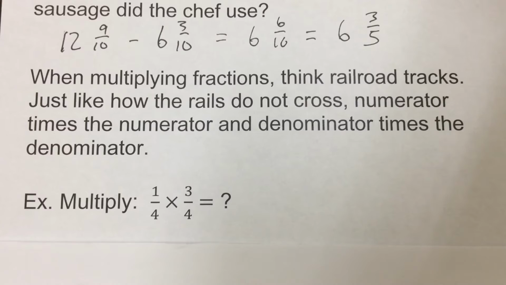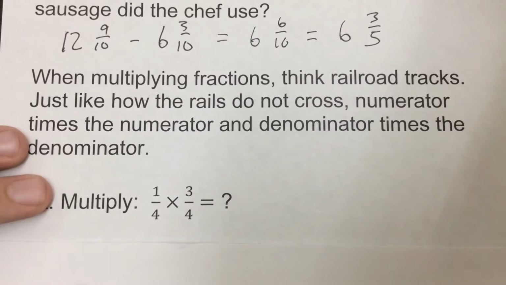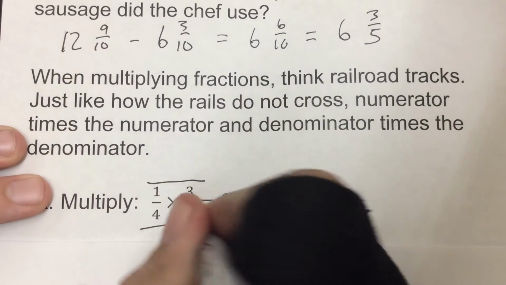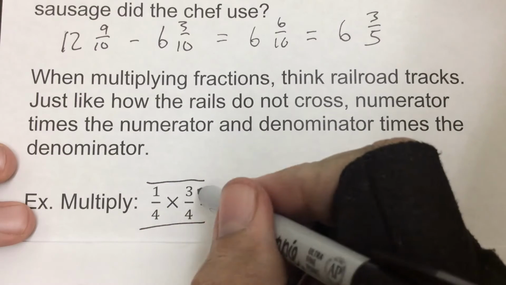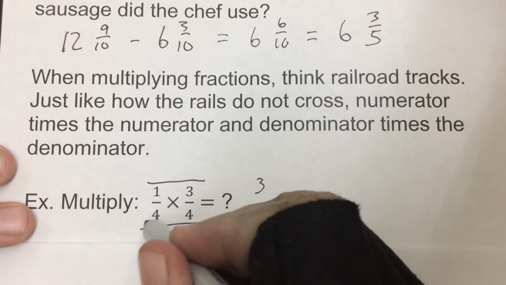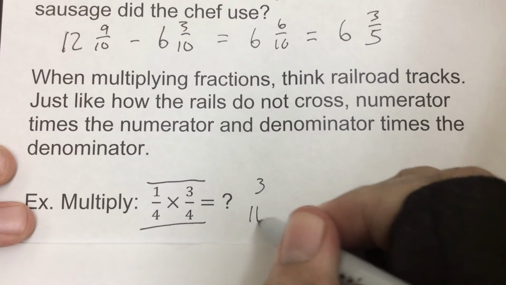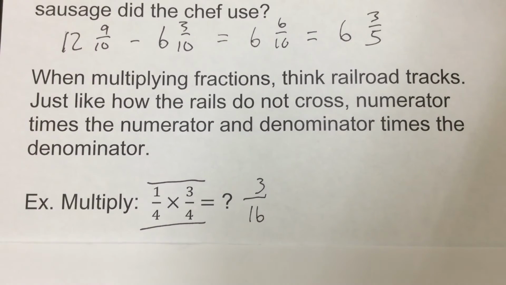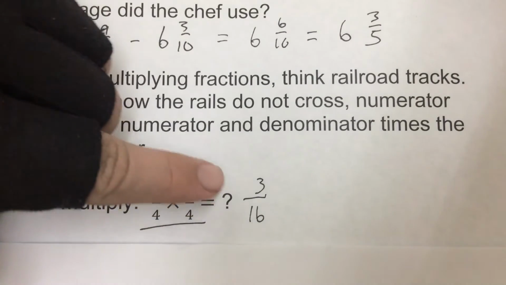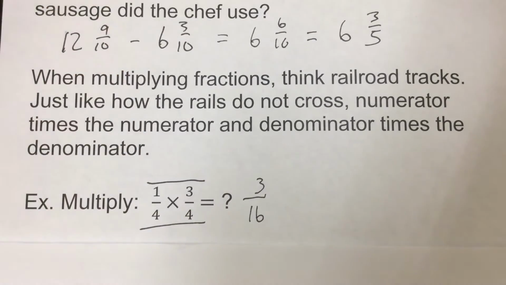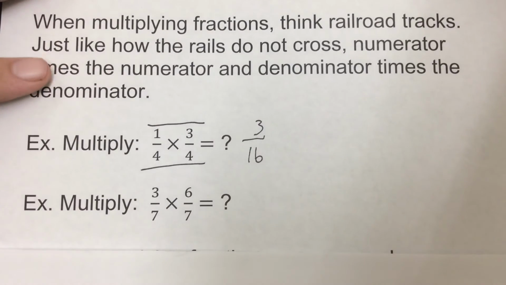So if we're going to multiply 1/4 times 3/4, again, railroad tracks. Tops times each other, 1 times 3 is 3. Bottoms times each other, 4 times 4 is 16. And that's it. Now, always check to see if you can simplify. This one we can't, so that's as far as we can take it.